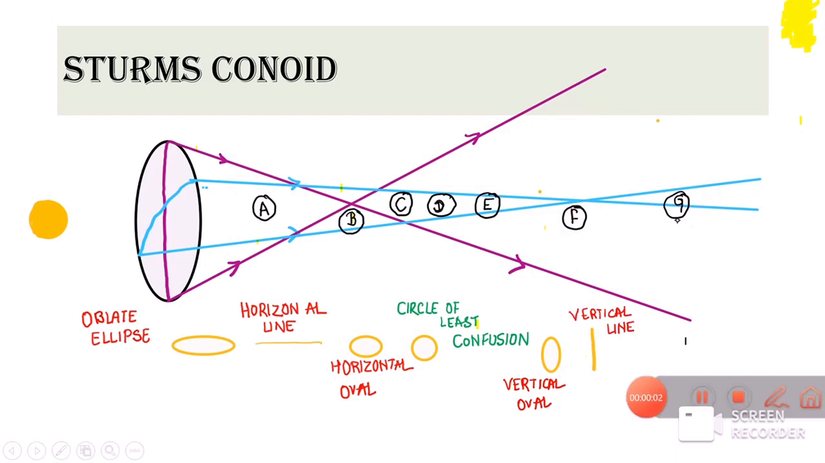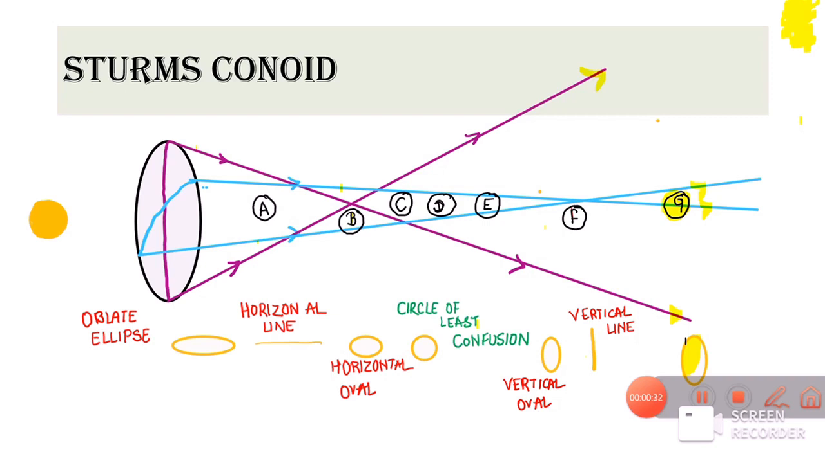Now let us stand at this point G over here. What is happening at point G? Both the horizontal and the vertical lines are now diverging. So finally we are going to get a prolate ellipse. Just remember that in the beginning we were getting an oblate ellipse, and then slowly it kept on changing to a horizontal line, horizontal oval, circle of least confusion, vertical oval, vertical line, and finally the prolate ellipse.